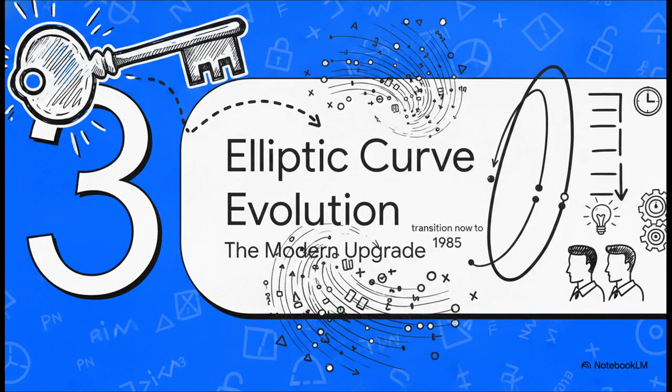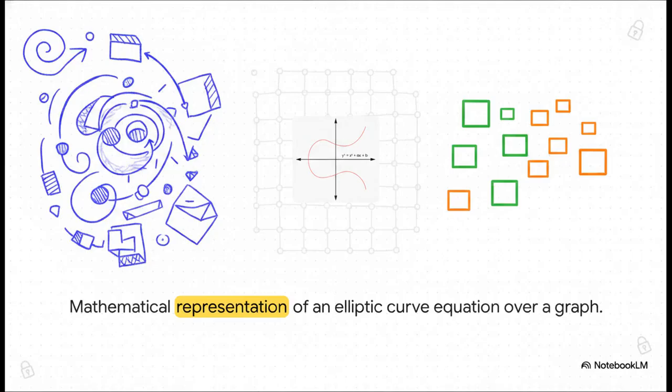All right, Chapter 3, the elliptic curve evolution, the modern upgrade. So, jump forward to 1985.